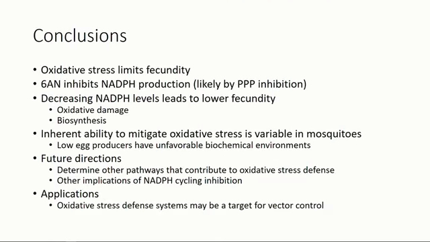Finally, the conclusions that we can draw from this are that oxidative stress limits fecundity. 6-AN inhibits NADPH production, most likely through the pentose phosphate pathway, but not necessarily. Decreasing NADPH levels leads to lower fecundity, and this could be due to oxidative damage or by reducing the amount of NADPH that can be used for biosynthesis. And we have the, running out of time here, applications: we think that we may be able to use this as an adjuvant to existing pesticides to help increase their viability.